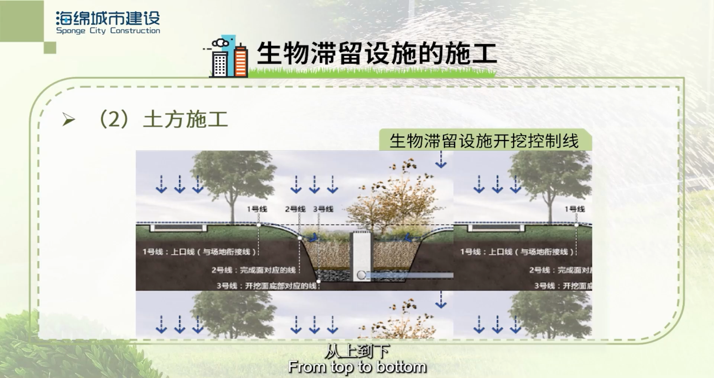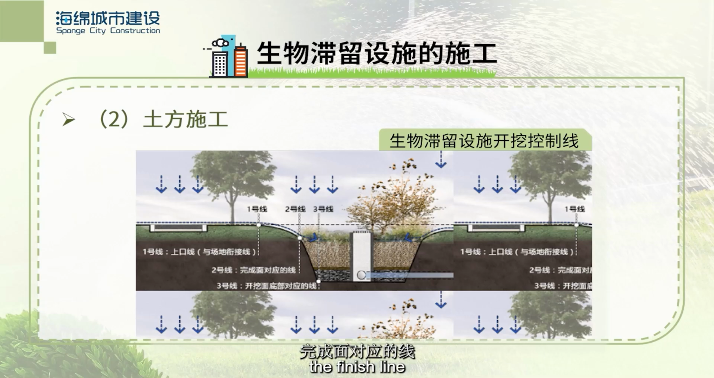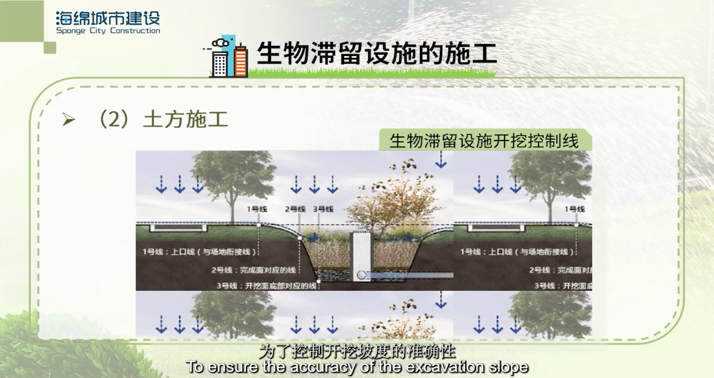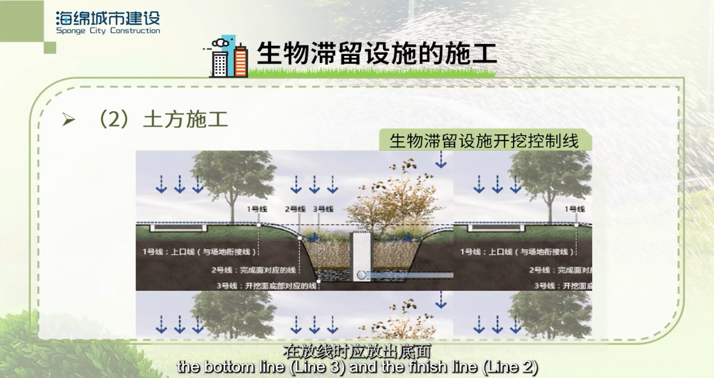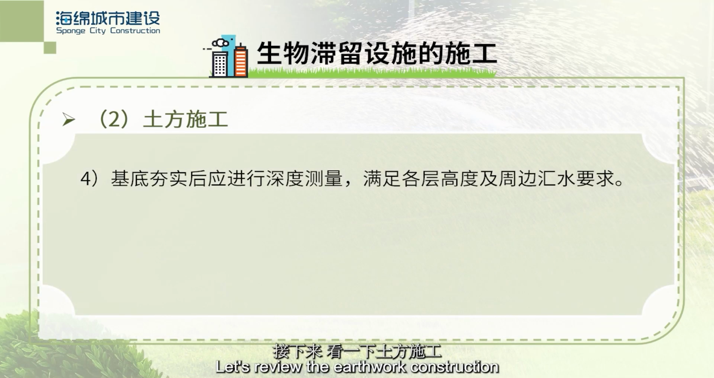diagram. From top to bottom, there are the top line, which is the connection line with the side line 1, the finish line, which is line R, and the excavation bottom line, which is line Z, to ensure the accuracy of the excavation slope. The bottom line, line 3, and the finish line, line 2, should be marked during layout. Let's review the earthwork construction.